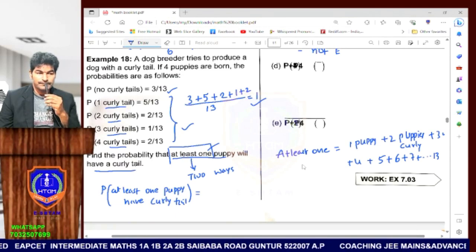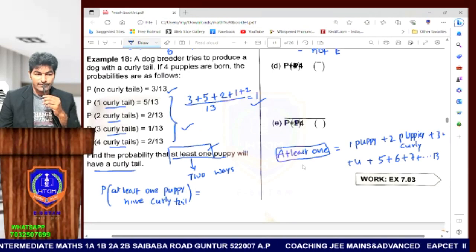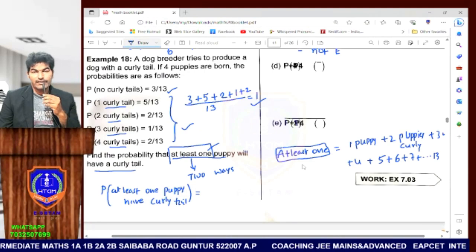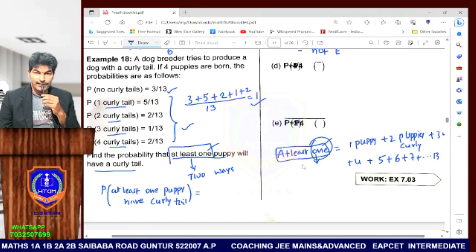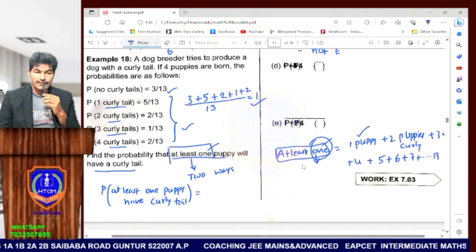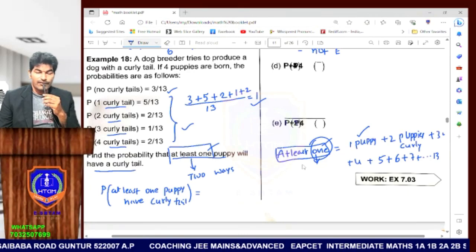So at least one means you have to start this situation, the same situation he is asking. He is asking for having a curly tail, so you have to start from 1. The number he said is 1, so you start from 1, gradually increase by 1 unit at each step, and sum all the values. That is the meaning of at least 1.